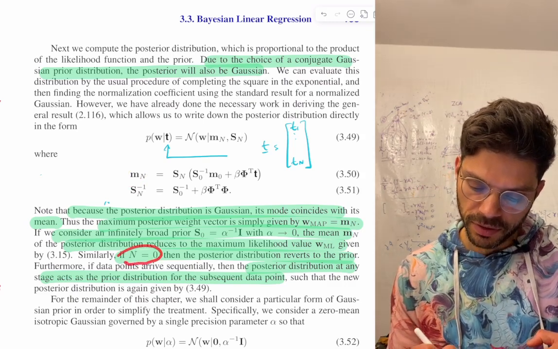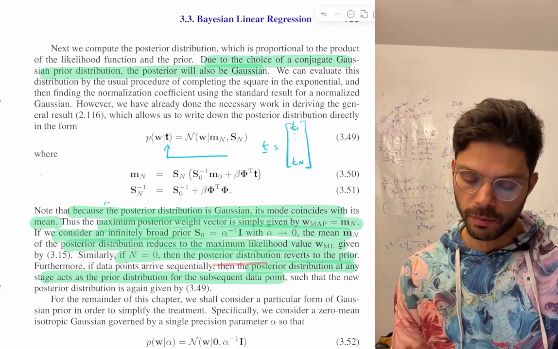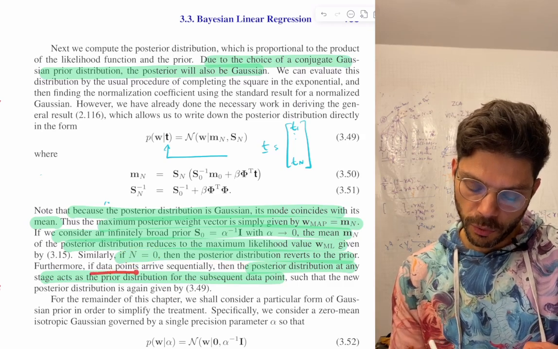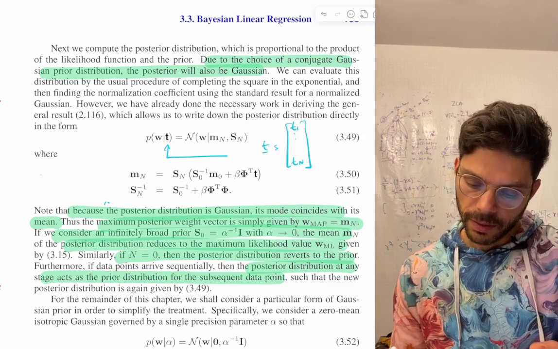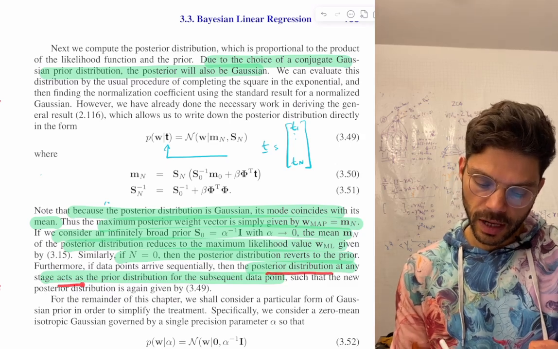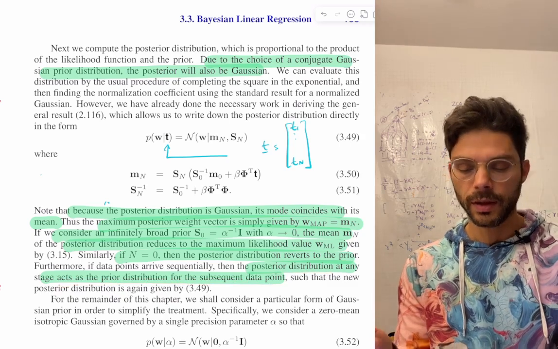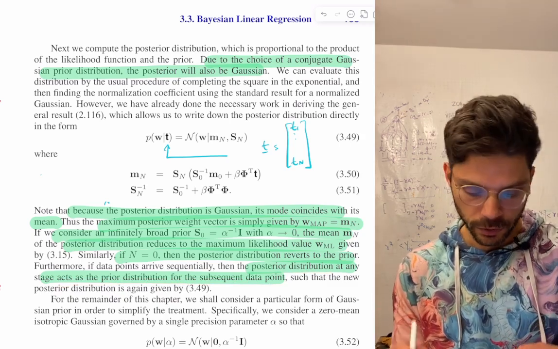Similarly, if N is equal to 0, then the posterior distribution reverts to the prior. So again, natural, but the other way. Furthermore, if data points arrive sequentially, then the posterior distribution at any stage acts as a prior distribution for a subsequent data point. And that's what we're going to be using in the example and in the code.